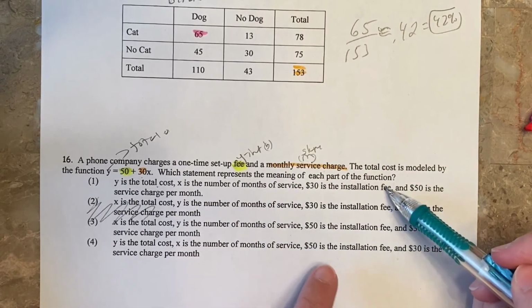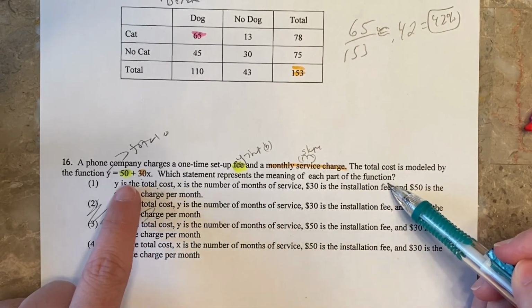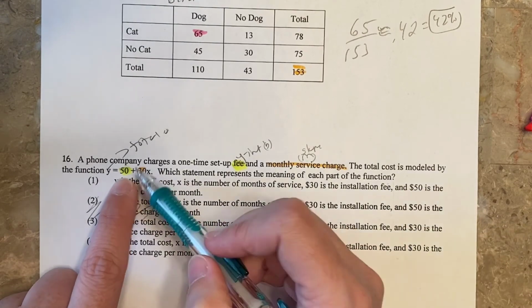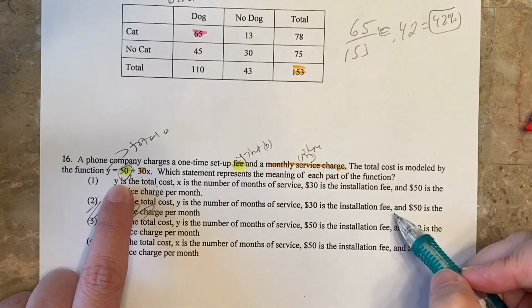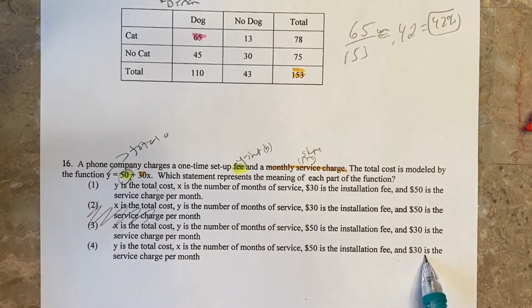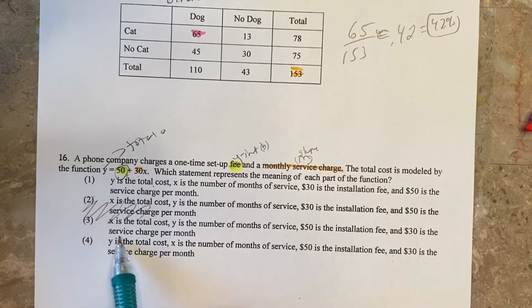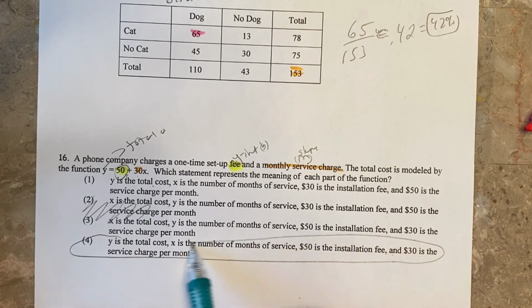Now which one was the fee, the 30 or the 50? So the one that only happens one time is going to be 50. So 50 is the installation fee, and we got that right here. 30 is the service. There we go. So the fee is always the constant.